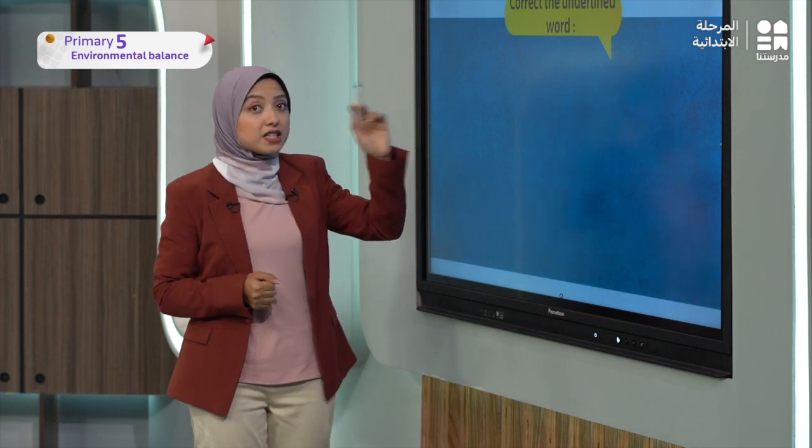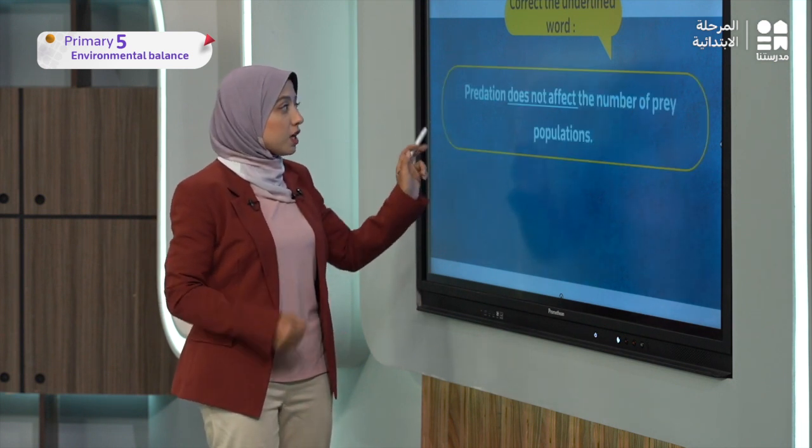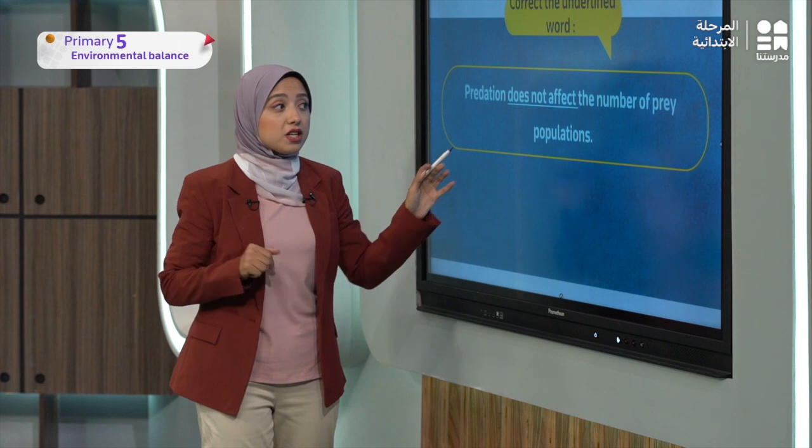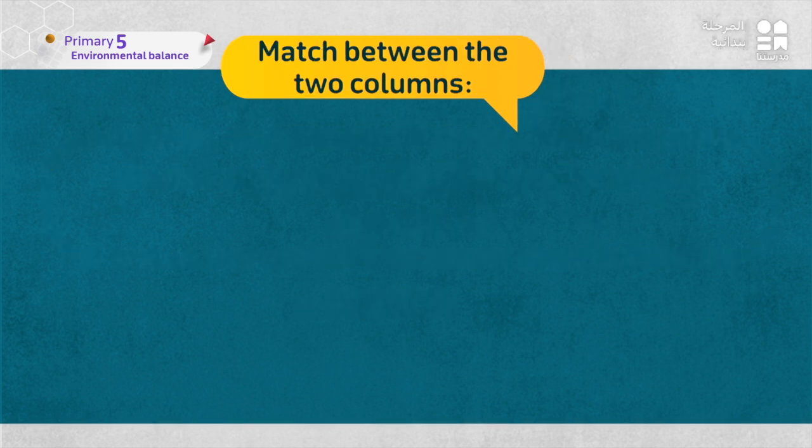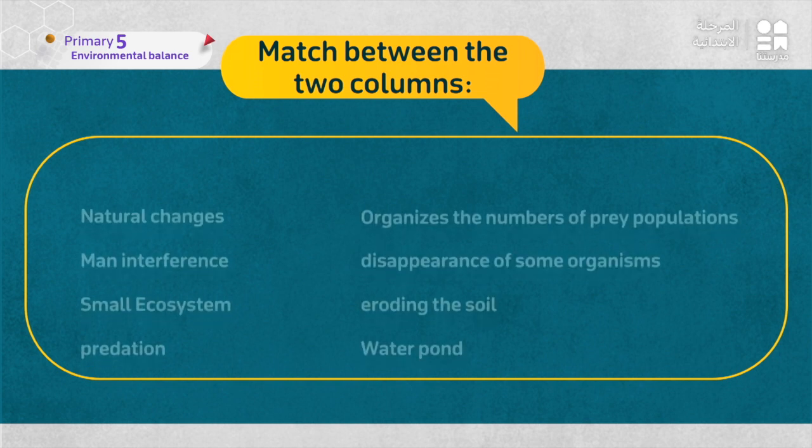Now, correct the underlined word. Predation doesn't affect the number of prey populations. For sure, it organizes, بيعمل organize the number of the preys. طيب, now match between the two columns.